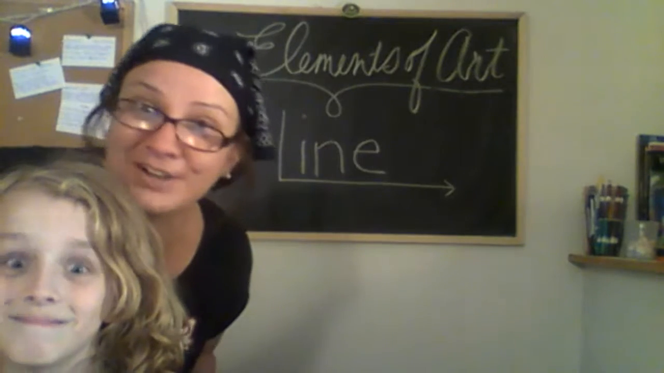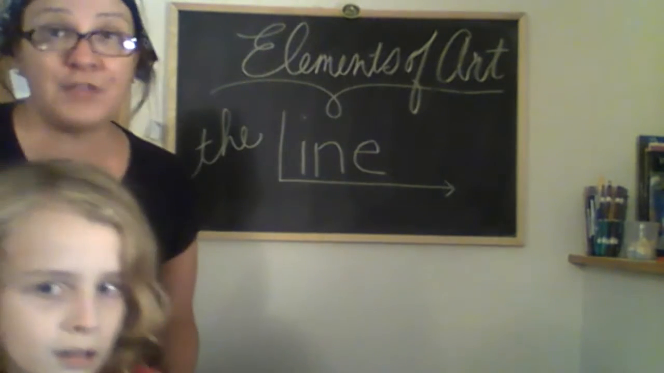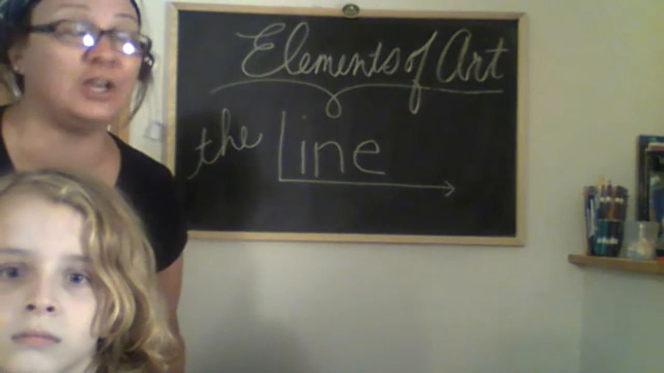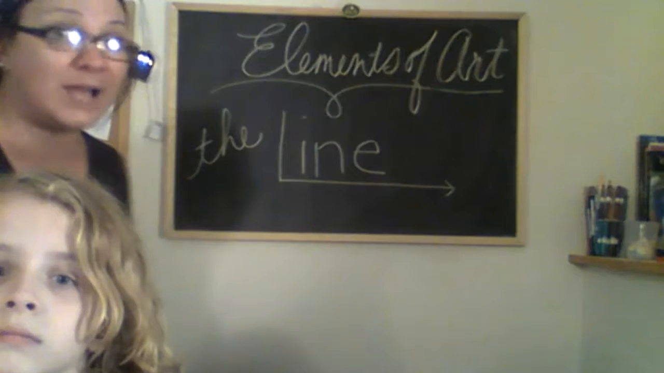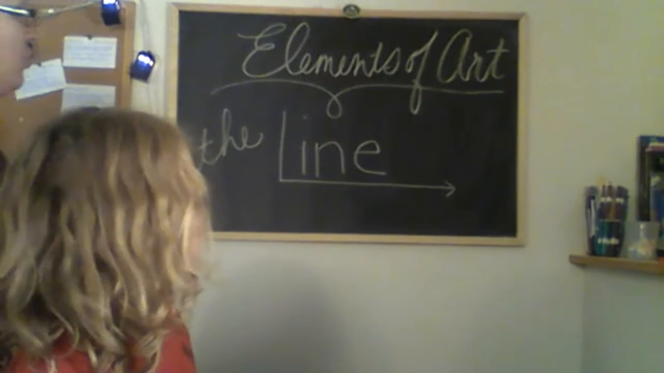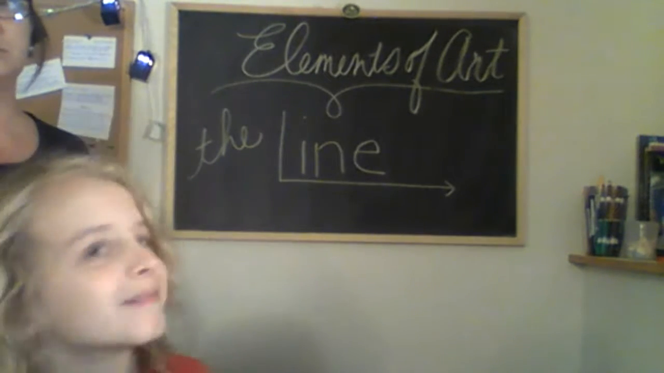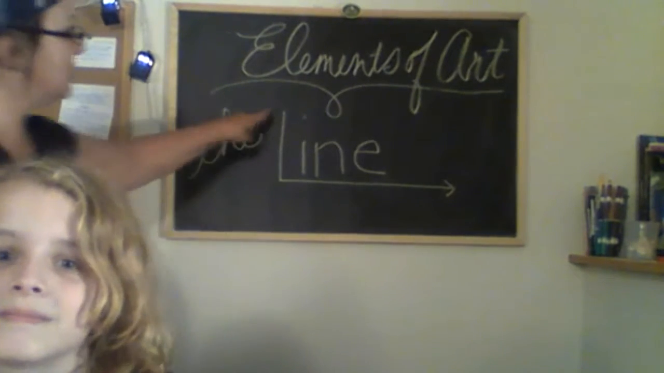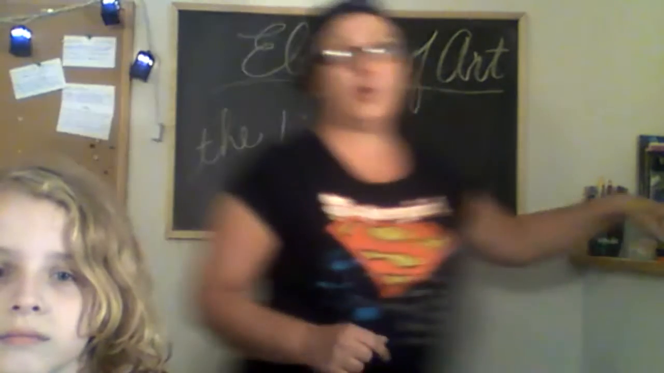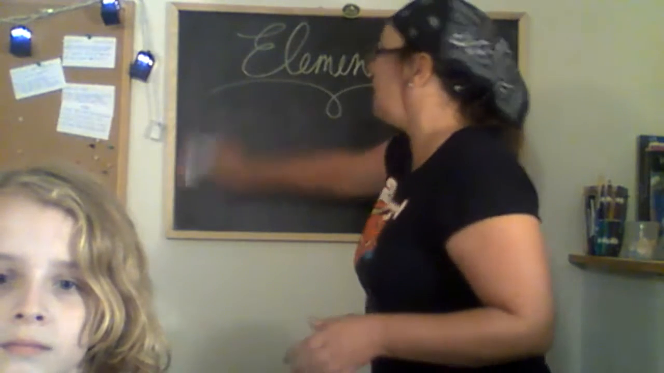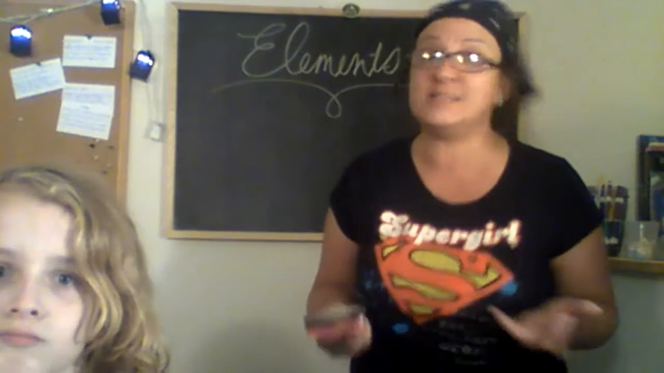Hi, Art Start. So today we're going to start with the elements of art. And we're starting with what's very important in art. You can't do art without it. It's called what? The line. As you can see, I made my L with a line. So there are different types of lines that we can use, but a line always creates something. Lines are very important. Without them, you can't have art.